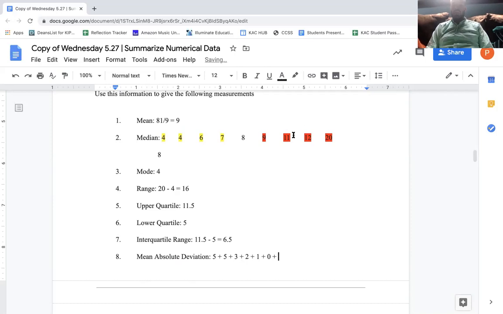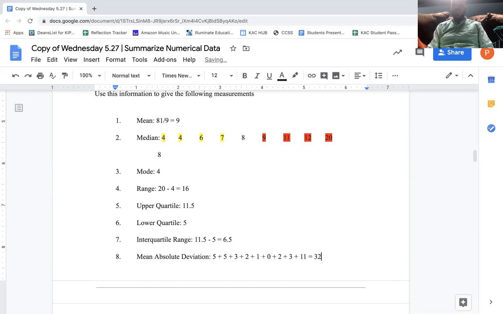How far away is 11 from the mean? 9, 10, 11, 2. How far away is 12 from the mean? 3. How far away is 20 from the mean? 20 is 11 away from 9. Again, I don't care if you use a calculator. Add all these numbers up. When you do, you get 32.